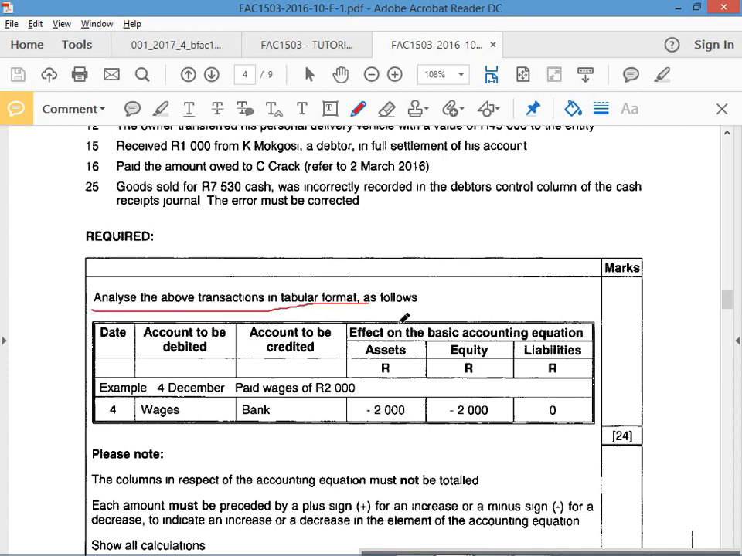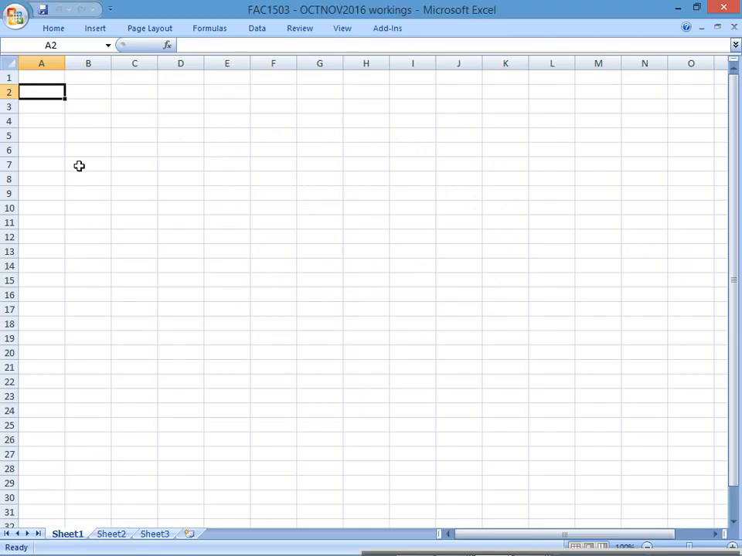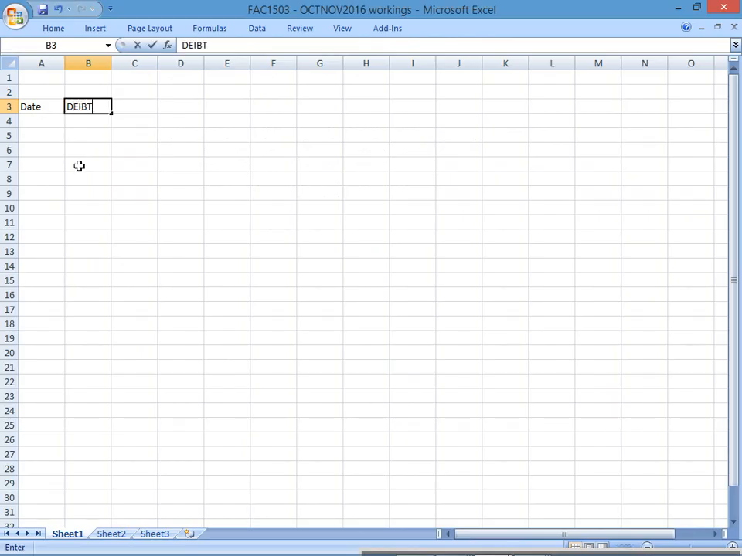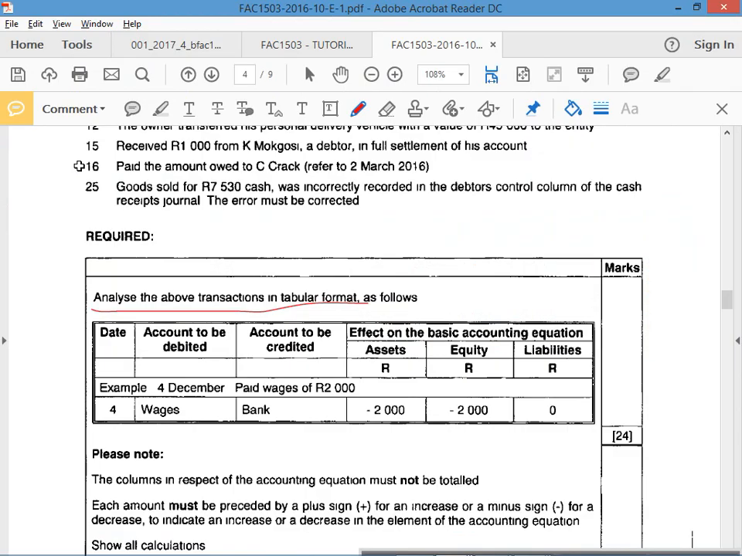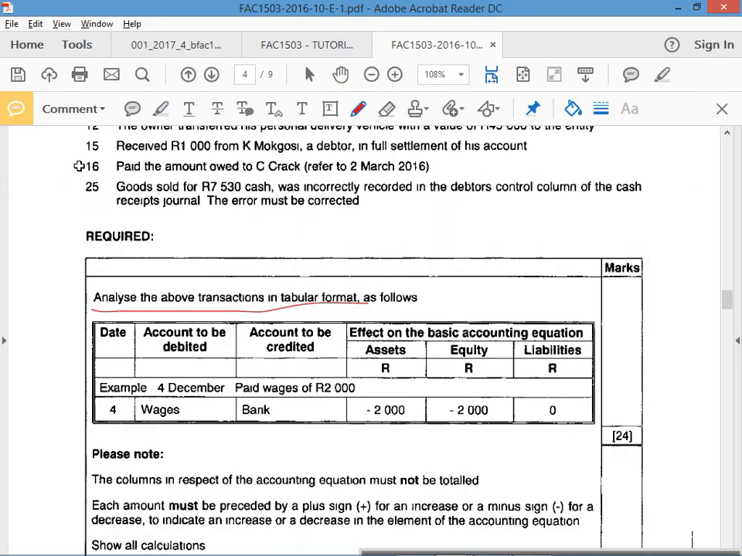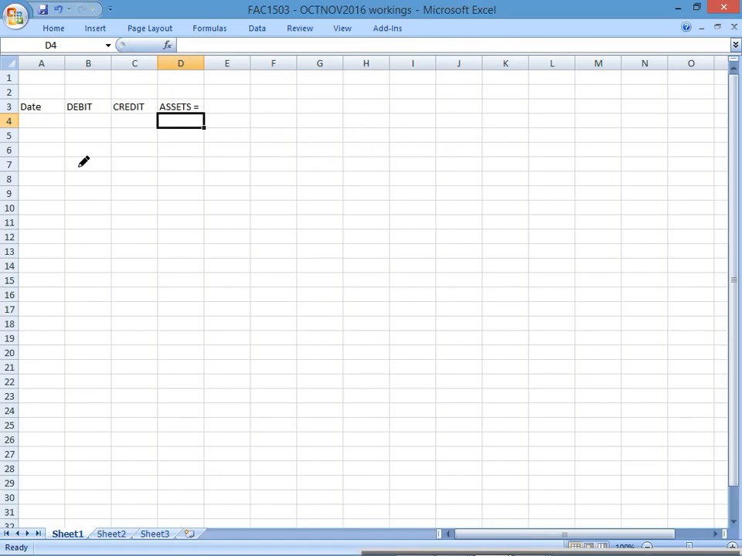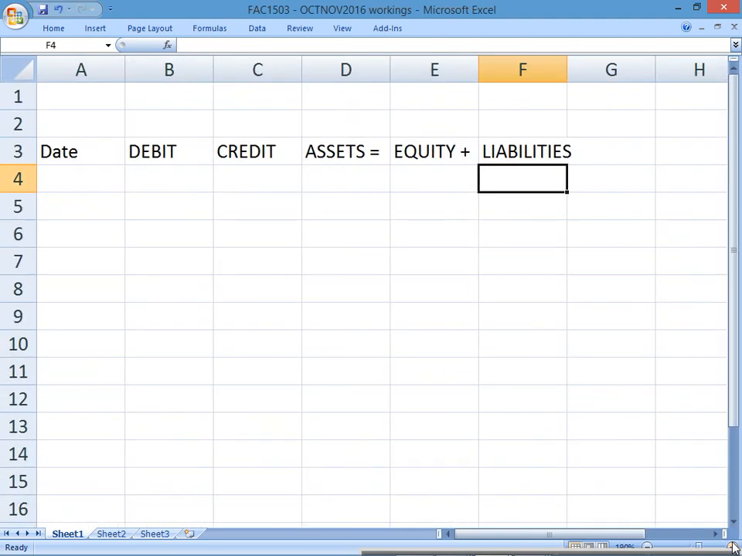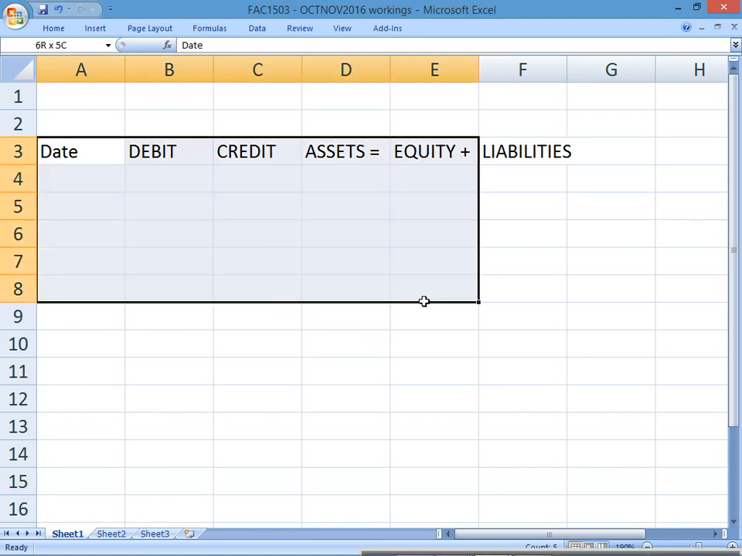Analyze the following transactions in tabular format. Let's follow the instructions. Date, debit, credit, and then assets equal owner's equity plus liabilities. That's what I've been asked to do for all of them.